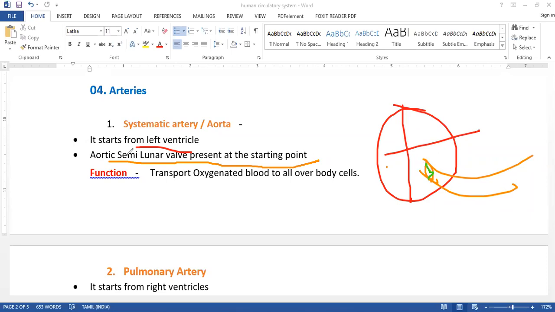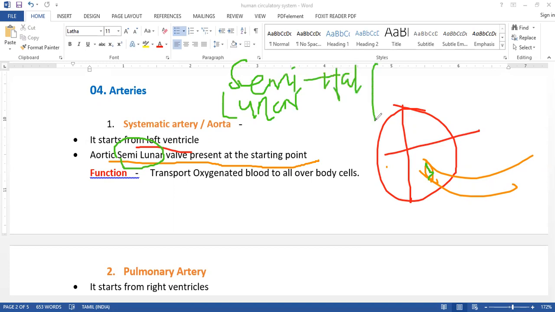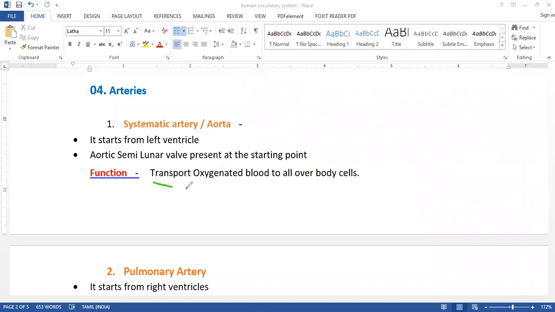The valve which is present is the semilunar valve. As I said earlier, luna means Sandhiran, the moon. So semi means half. So semilunar in Tamil means arai madi valve, half-moon valve. Luna means Sandhiran, the same word as madi. So you can find here the arai madi valve. And the function of this one is to transport oxygenated blood to all over the body.